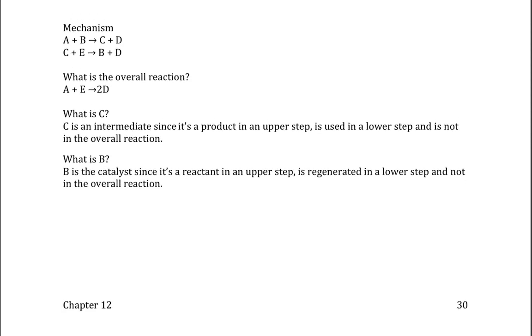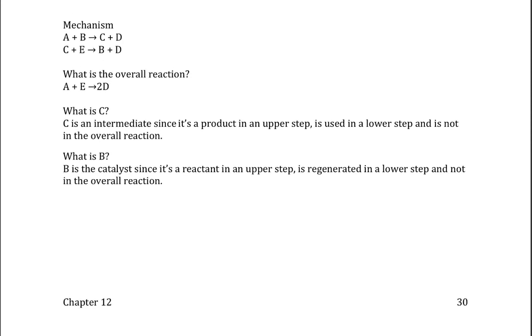So here's our last example, and we don't have the overall reaction, we just have the mechanism for some kind of overall reaction. It's a two-step mechanism. Step 1: A plus B yielding C plus D. Step 2: C plus E yielding B plus D. So what's the overall reaction? Well, we see that the C cancels out and the B cancels out. So our overall reaction is A plus E yielding 2D.